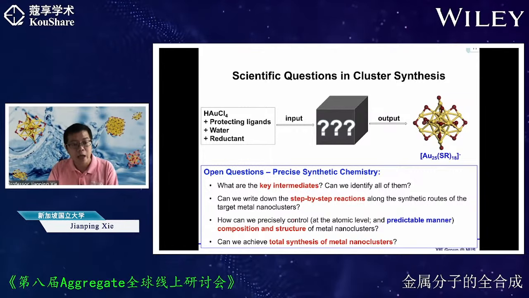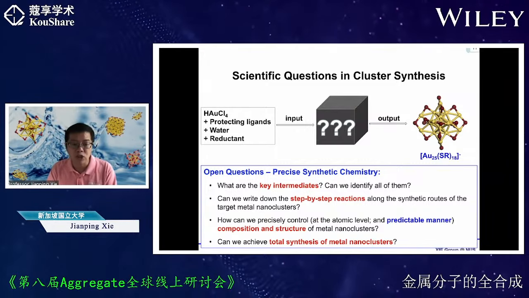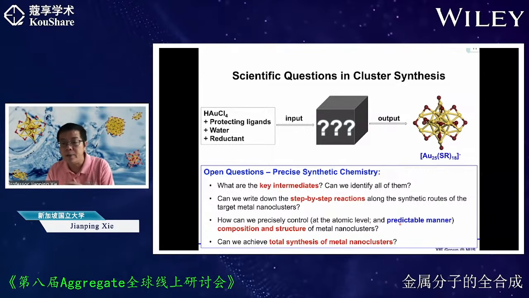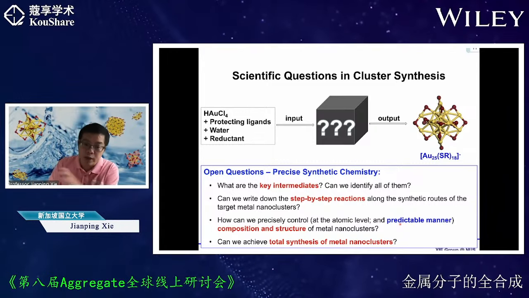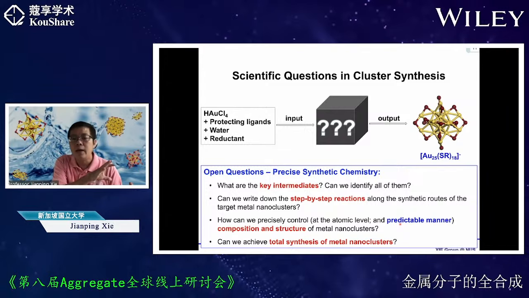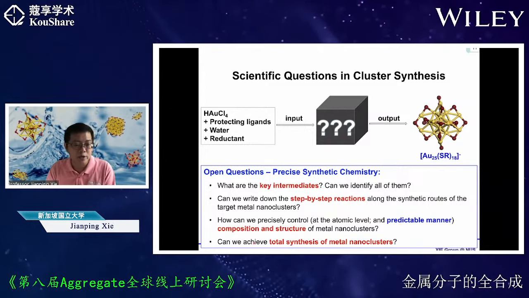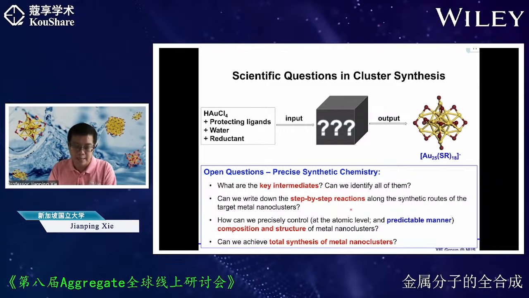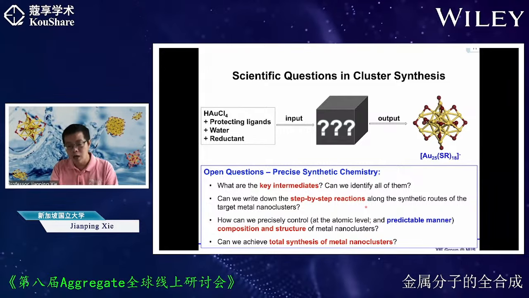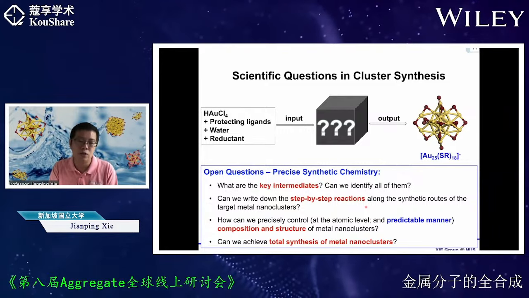Next, can we precisely control these molecules, like composition, size, and structure at the atomic level, but more importantly in a predictable manner? If we want a particular cluster, then we can design a particular protocol to synthesize this cluster. Finally, the question is, can we achieve total synthesis of these metal nanoclusters? This is a very interesting and very challenging question.